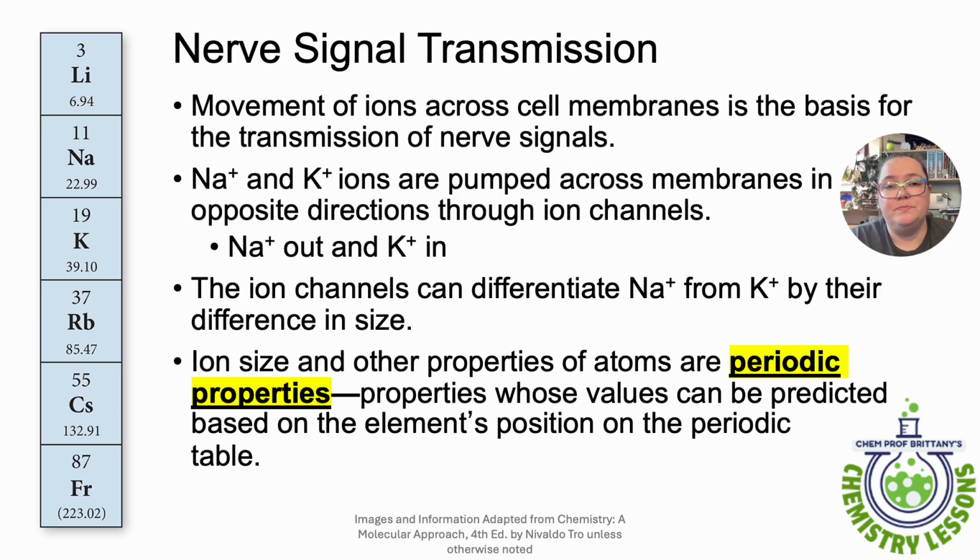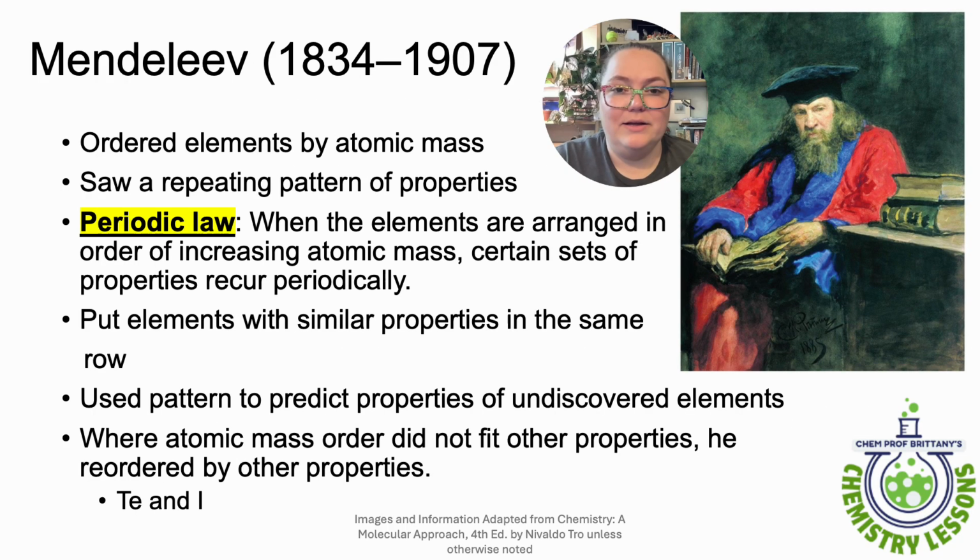Our ion size and other properties are periodic properties that we can predict based on the element's position in the periodic table. And we can thank Dmitry Mendeleev, who was a Russian scientist that first thought about this periodic occurrence of properties. So what he did was he took all of the atoms that they knew existed and put them in order by atomic mass. And when he did that, he saw this repeating pattern of properties.